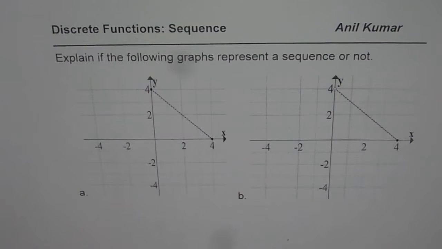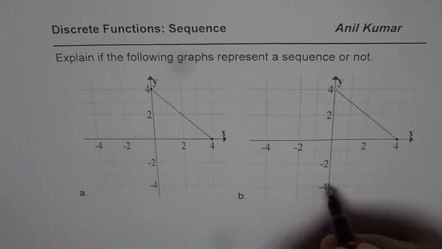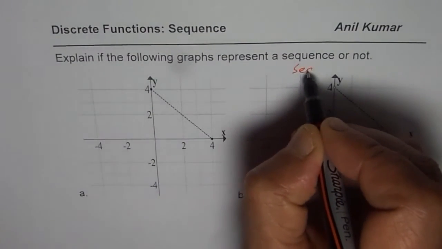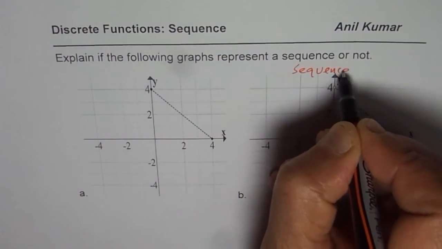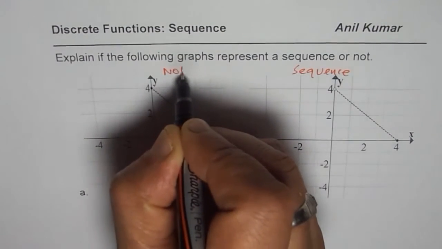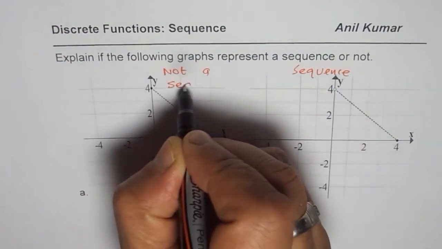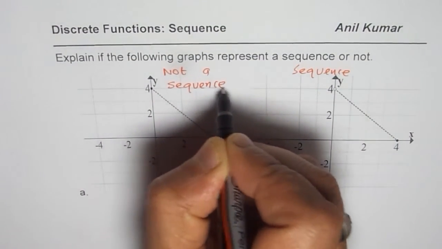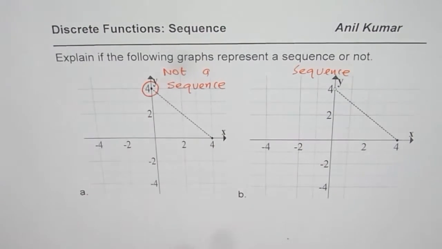Well, let me give you the answer first, and then we'll give the reason also. Here, B is a sequence. This is a sequence. However, this is not a sequence. The reason is this number 4.